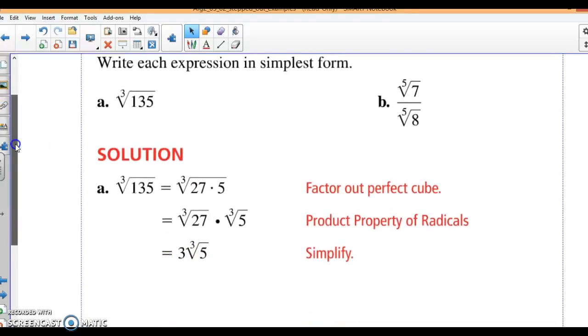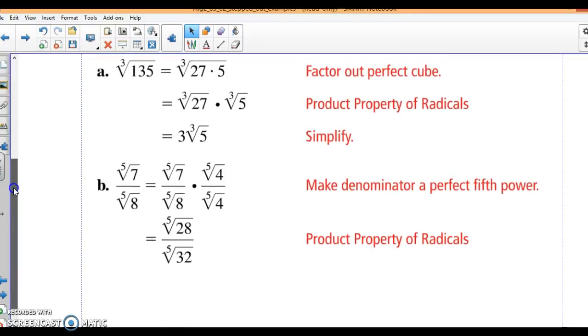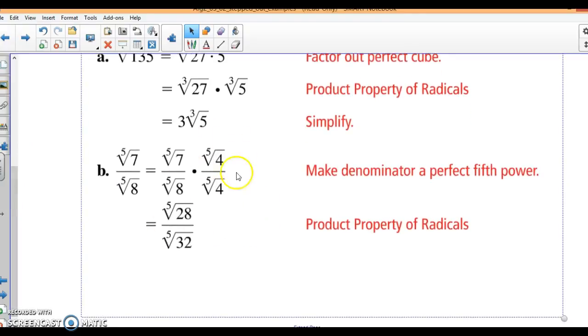So let's look at B. Okay, I have to take this denominator and make it a perfect fifth power. And I know that I can do that by multiplying by 4, because that will be my perfect power right there. So what I end up with is once I multiply, and again I can do this because it's the same thing on the numerator and the denominator, which equals 1. So then I use my product property and I simplify.